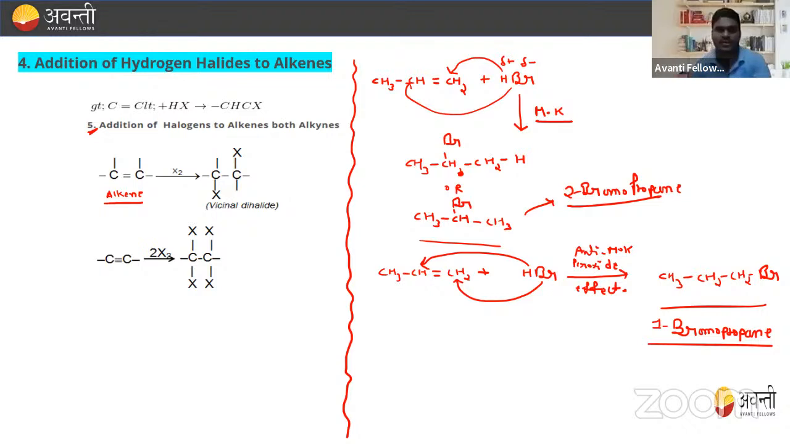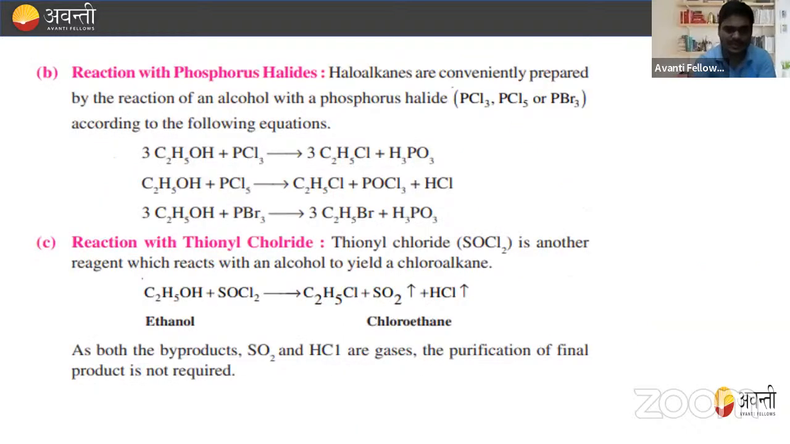So someone asked what is vicinal dihalide. You can say when the two halogen atoms are on adjacent carbons, then they are known as the vicinal dihalide, right? Now, here we can also discuss this thing in a detailed way.